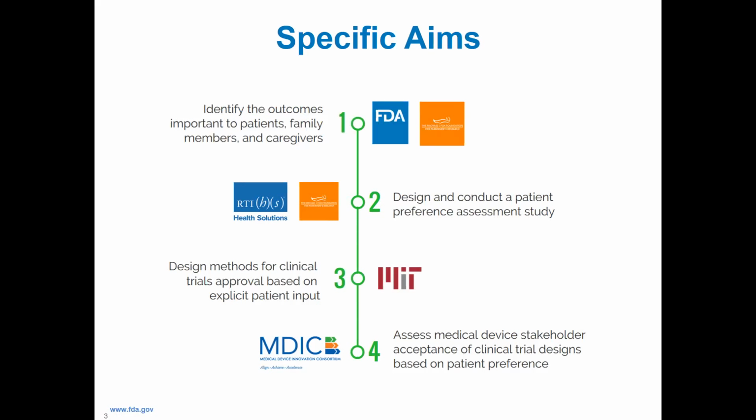And so the specific aims of this project were to identify the outcomes that are most important to patients, which I'll focus my part of the presentation on, then design and conduct a patient preference study using those outcomes that are important to patients, which ultimately is used to design some methods for a clinical trial based on explicit patient input. And then ultimately, and part of this webinar is to assess the medical device stakeholder acceptance and really communicate the results of this project to the community.